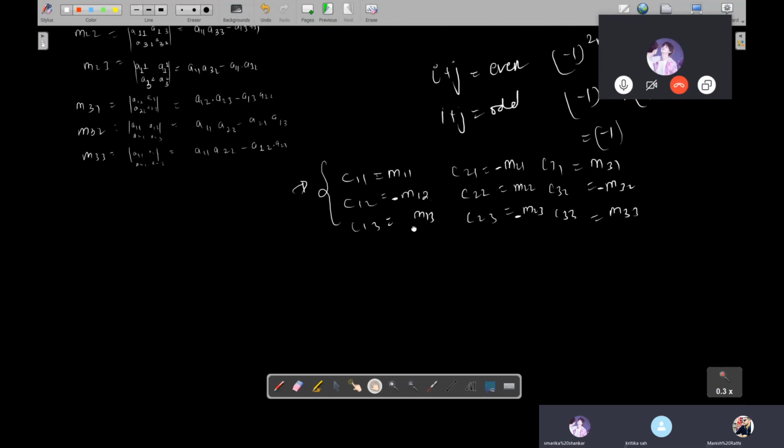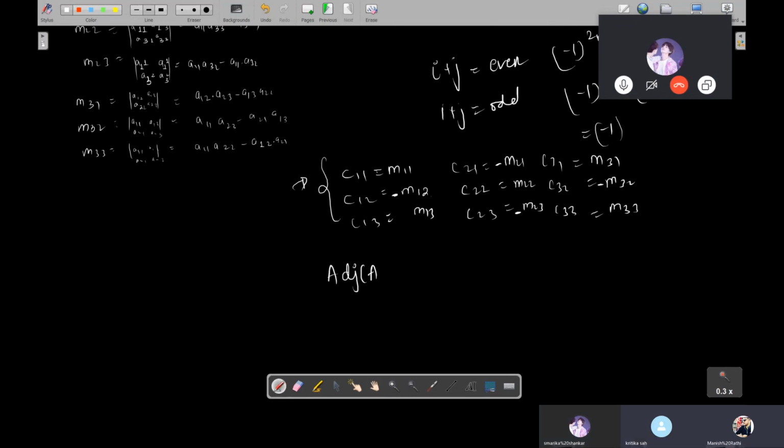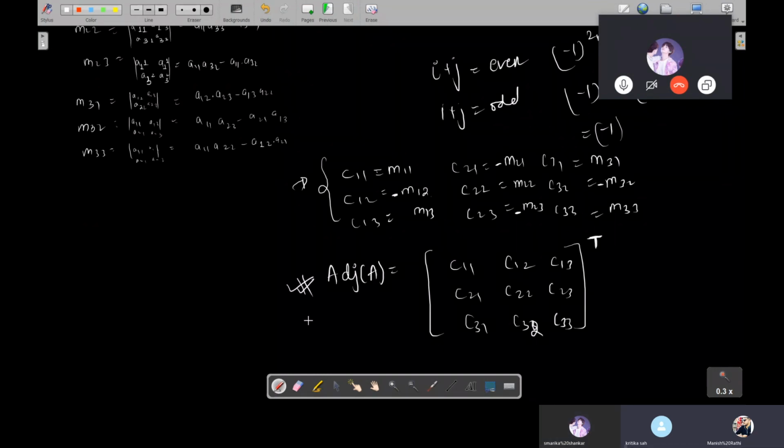After knowing about cofactors, adjoint of A is given as the matrix of cofactors C11, C12, C13, C21, C22, C23, C31, C32 and C33, and its transpose. Its transpose will give you adjoint of A. After knowing adjoint of A, what you need to find is A inverse. A inverse is 1 upon determinant of A into adjoint of A. So this is the formula for A inverse.